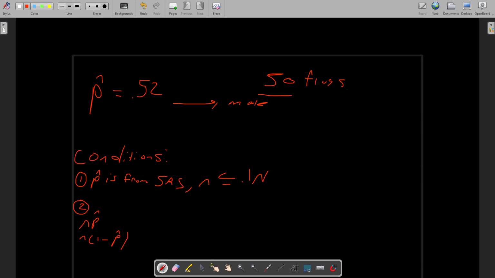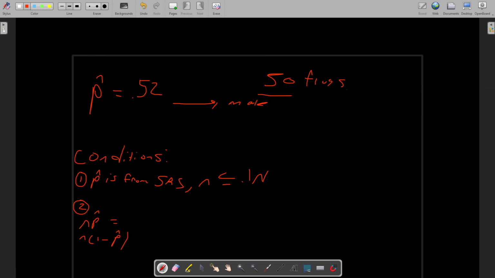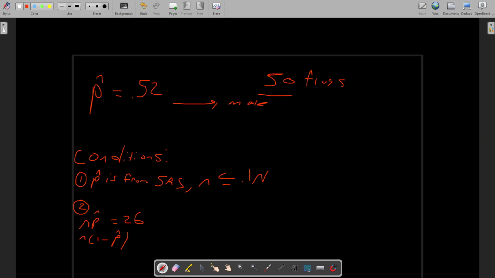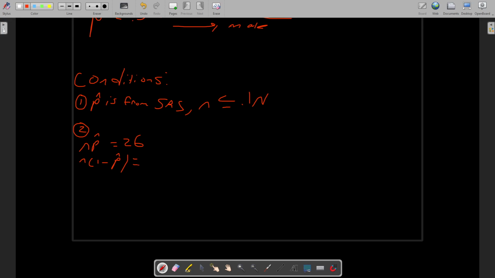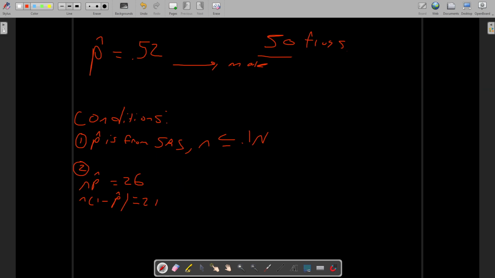So in this case, let's just use this, right? We already said that 50 times 0.52 is 26, because that's how many of our frogs were male. So doing n times 1 minus p hat, what do we get? Well, it's just 50 minus 26, so 24. And both these are greater than 10. So otherwise, the wording of the thing is the same.